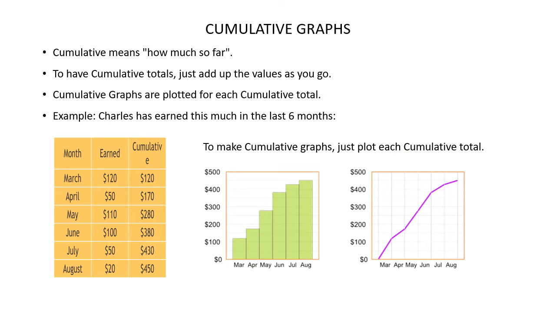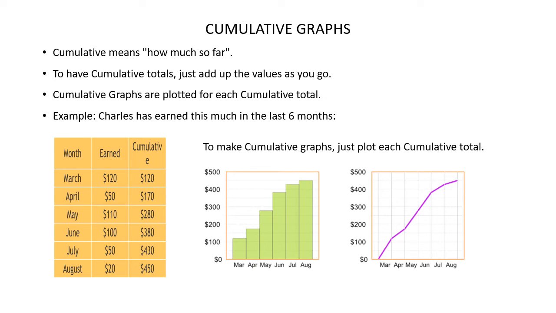So cumulative graphs can be represented in the form of a bar graph or a line graph. Look at this bar graph which represents the cumulative total. Here the months are plotted along the x-axis and the cumulative totals are plotted along the y-axis. So we know that in March the cumulative total is 120. So this bar represents $120.